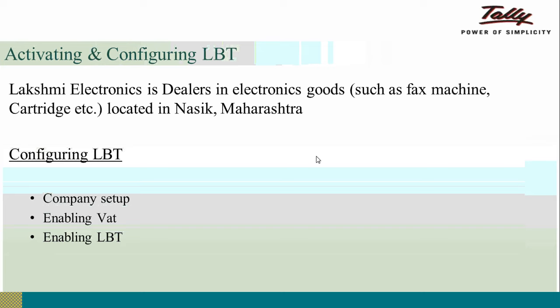Okay, fine. Right now we will be discussing how to activate and configure LPT taxation in the company data. Before that, let us understand with a simple example that the company name is Lakshmi Electronics. They deal with electronic goods and are located in Nashik, Maharashtra. As you all know, Nashik is one of the municipal corporations, so this company is operating in Nashik Municipal Corporation. First, we need to have the company set up. We will create the company by the name Lakshmi Electronics in Tally.ERP 9 under the state Maharashtra. Then, as they are also VAT dealers, we will enable VAT taxation and then enable the LPT.